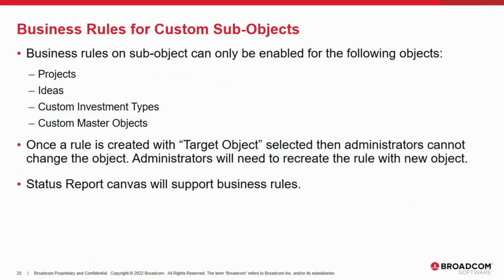Once the rule is created with the target object selected, the administrator cannot change that. So the target object field is an enter-once field, and if you do not want to use that rule against that object, then you will have to delete that specific rule and recreate it based on the new target object. The status report canvas will also support these business rules.